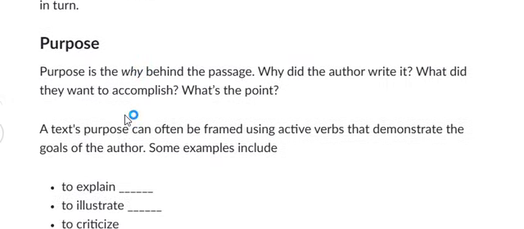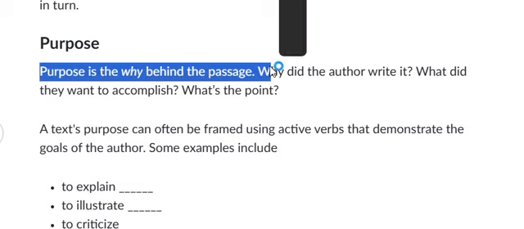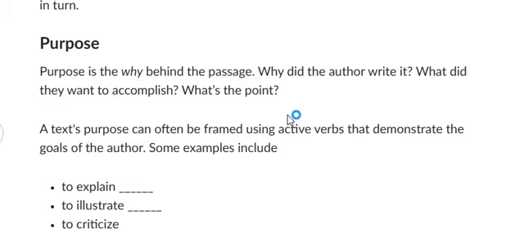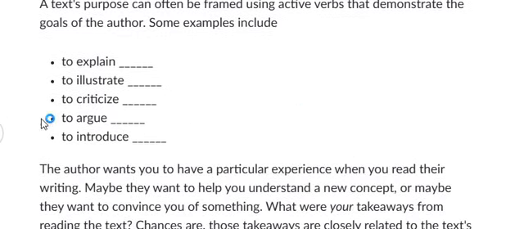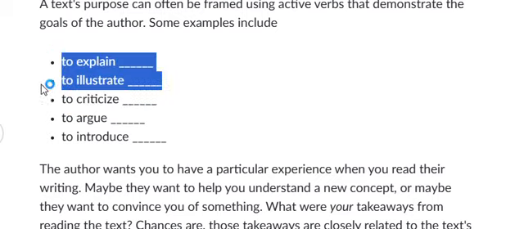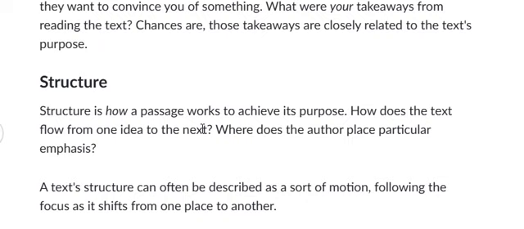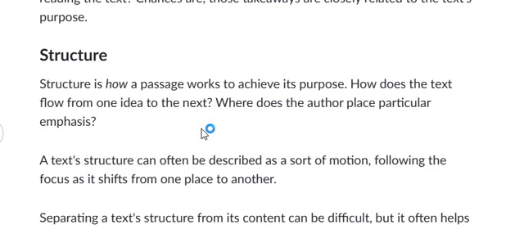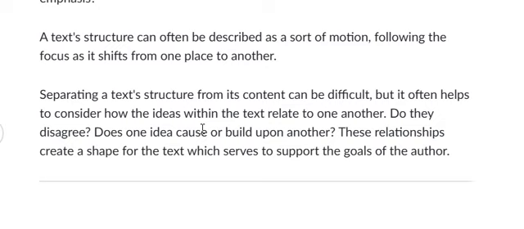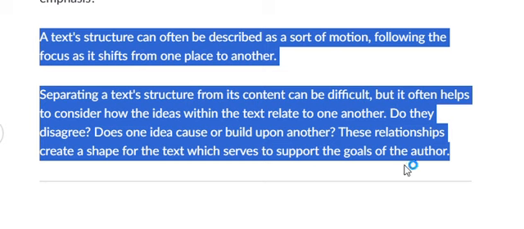So for the purpose, it might ask: what is the purpose behind the passage? Why did the author write it? What did they want to accomplish? What's the point? They probably use words like to explain, to illustrate, to criticize, to argue, to introduce. So they might write it just because of this. That's a trick about purpose. Structure is how a passage works to achieve its purpose, right? A structure can often be described as a sort of motion. So it's more like how it was written.